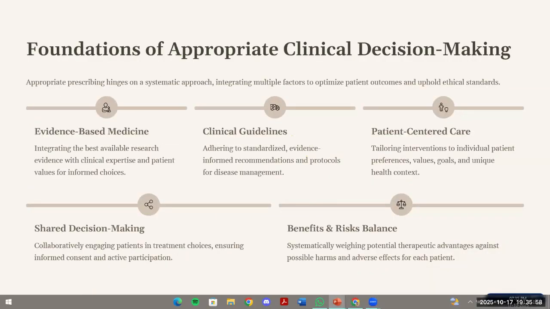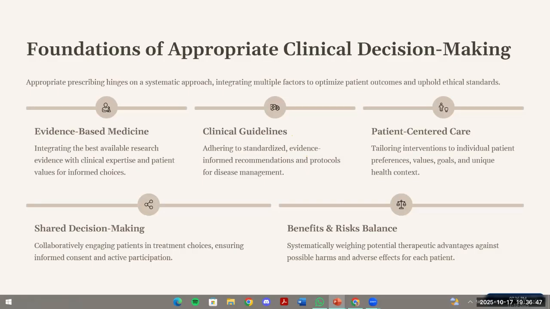Not only this, with this foundation, appropriate clinical decision making towards your diagnosis and your care should be based on the hinges of a systematic approach. That is, integrating multiple factors, optimizing the patient's outcome and upholding ethical standards. That is more important, the pillars of ethics. Among the pillars of ethics, prescribing will be on the safer side when we have evidence-based medicine, which integrates the best research evidence, clinical expertise, and patient values to form an informed choice.